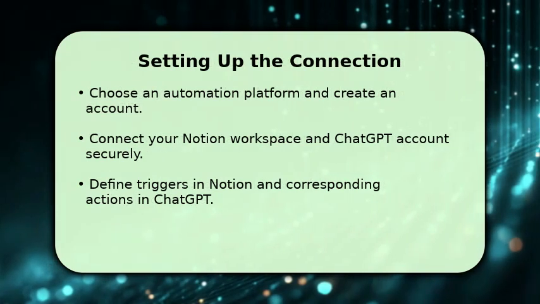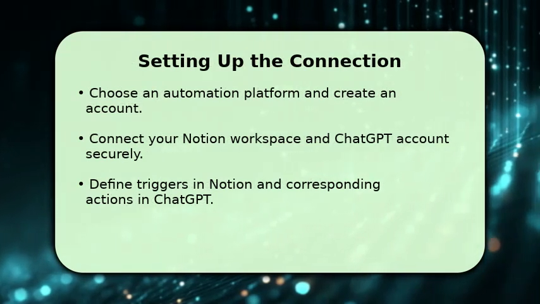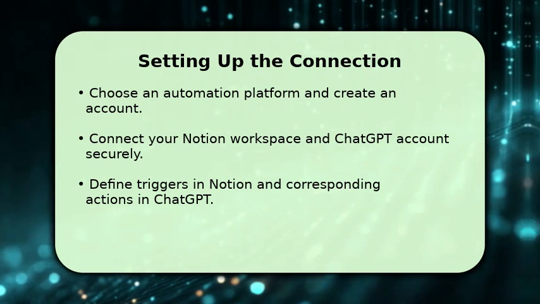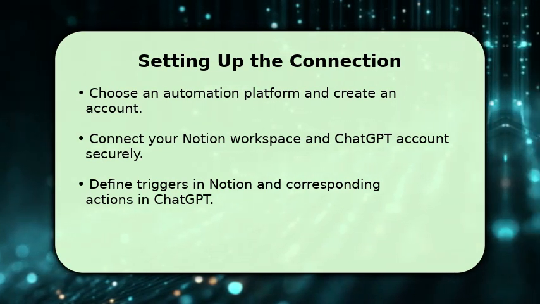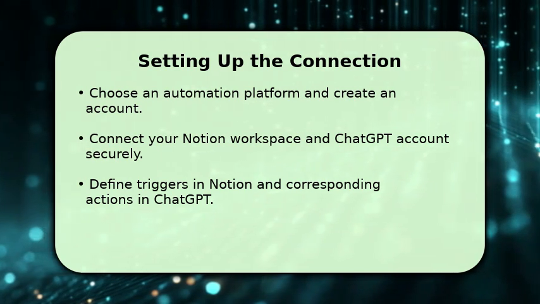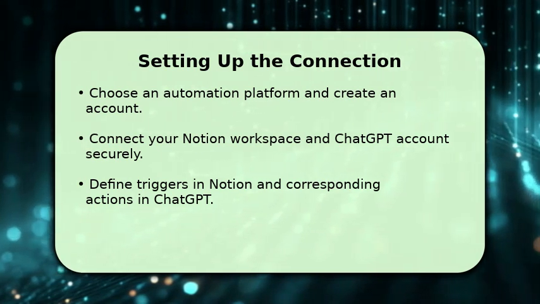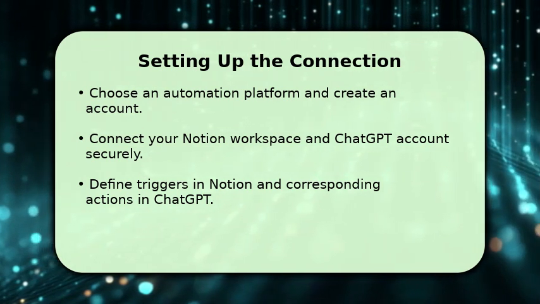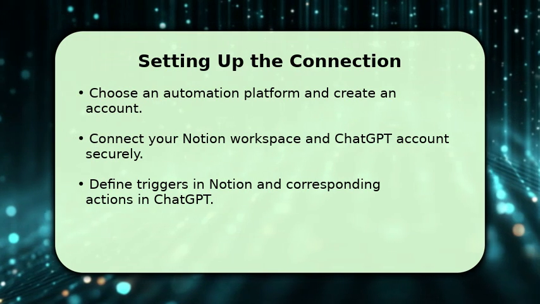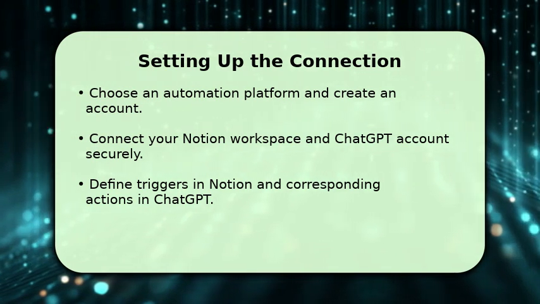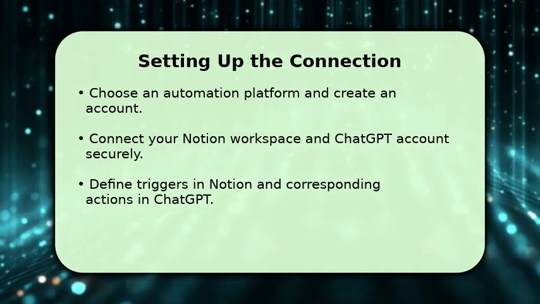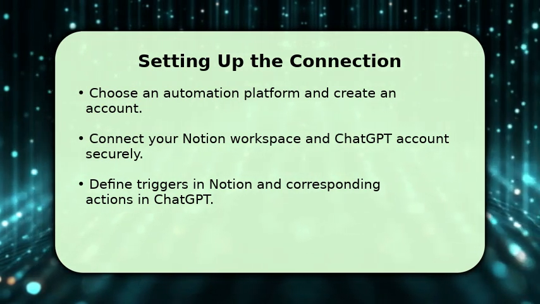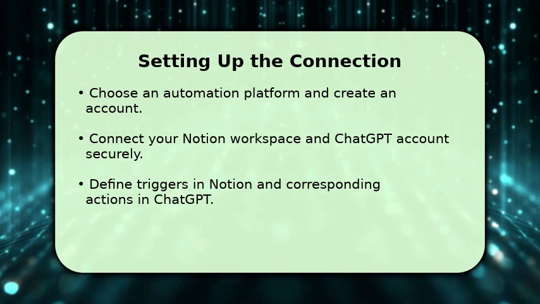To set up this powerful connection, first select your preferred automation platform and establish an account. Next, you will securely link both your Notion workspace and your ChatGPT account within the platform's intuitive interface. The core of the integration involves defining specific triggers in Notion, such as a new database item, which then prompt an action in ChatGPT, like generating text. This process typically takes only a few minutes to configure, unlocking immediate automation benefits.